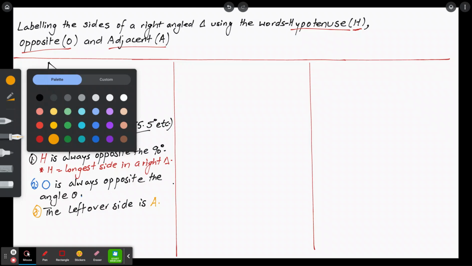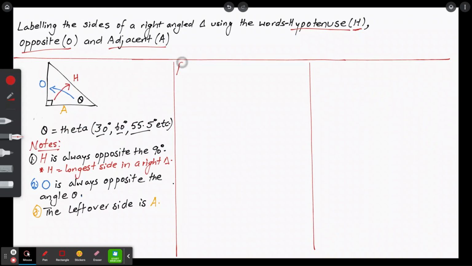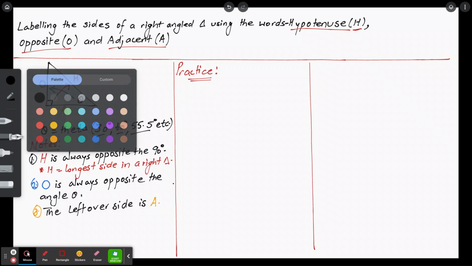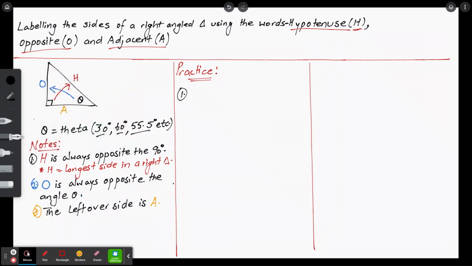So let's do quick practice questions on that. We will try to do at least 3 practice questions where I will be moving theta to different places so that you understand the concept properly. So let's quickly draw those 3 triangles first. My first triangle is going to look like this, and let's just move our theta to the top. And then my second triangle, I'm going to draw it upside down, something like that.